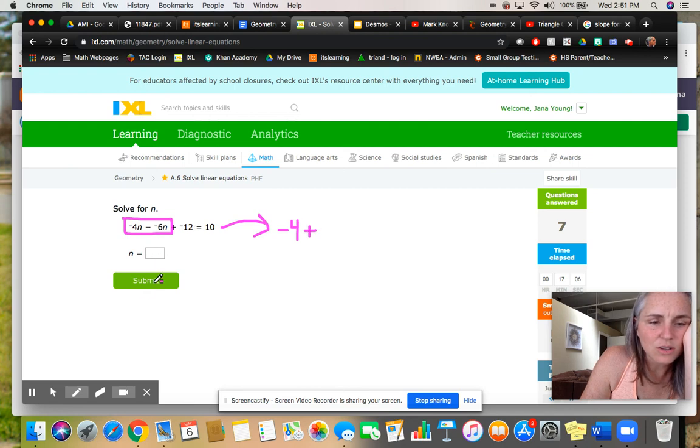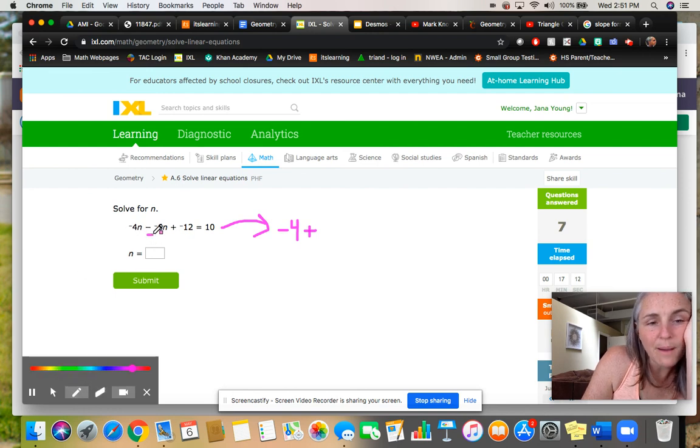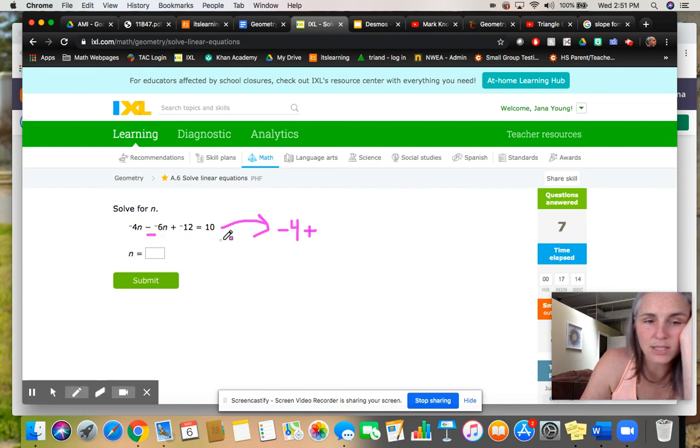Oh my gosh, there's more. Let's get rid of all this. Look at this. Minus a negative, that becomes plus. Plus a negative, that becomes minus. So this is -4n plus 6n minus 12 is equal to 10.